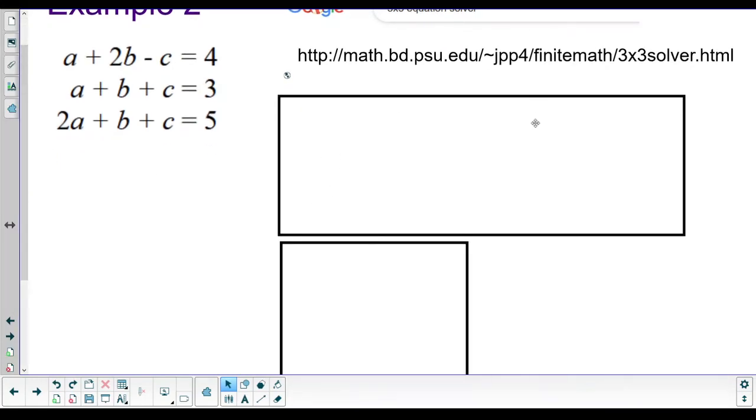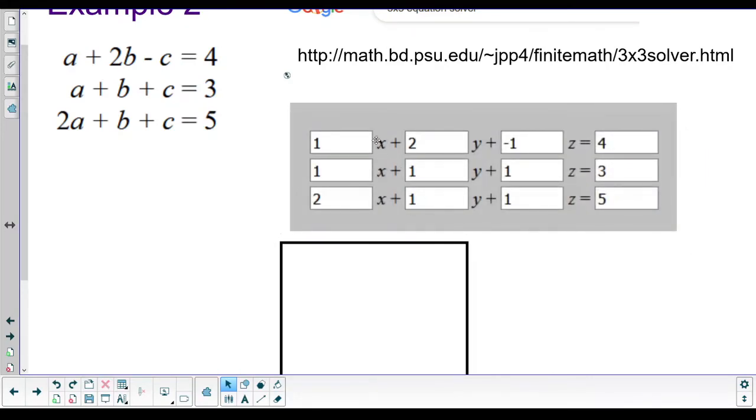Then it will take you to their website and it'll give you something that looks kind of like this. It'll have x's, y's, z's equals a number, and we just fill in our coefficients. Here it's A, B, C, but it doesn't matter what letters they are, as long as you're consistent. So you just type in your coefficients. So we have 1, 2, negative 1 equals 4. 1, 1, 1 equals 3. 2, 1, 1 equals 5.